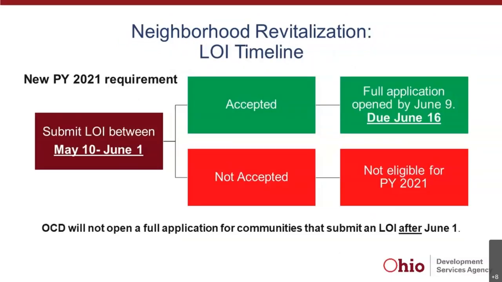This year, there is a new pre-application requirement for the neighborhood revitalization program. This is important. We don't want anyone to miss the application window because they are not aware of the pre-application requirement. The pre-application was posted to OCD's technical assistance site yesterday. Communities are allowed to submit the pre-application between May 10th and June 4th.